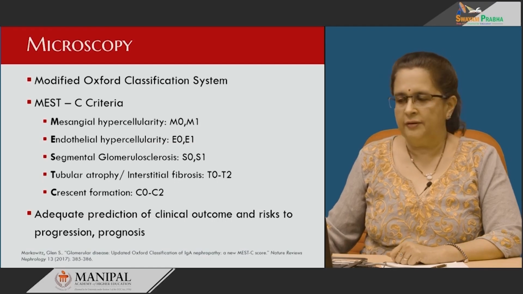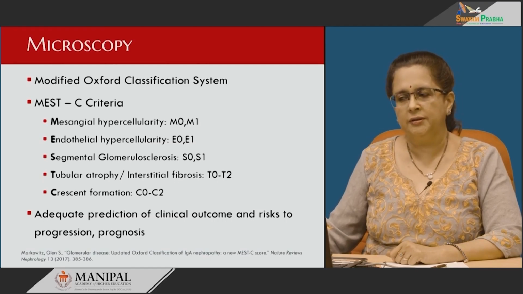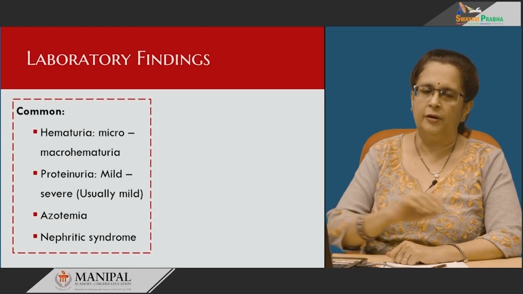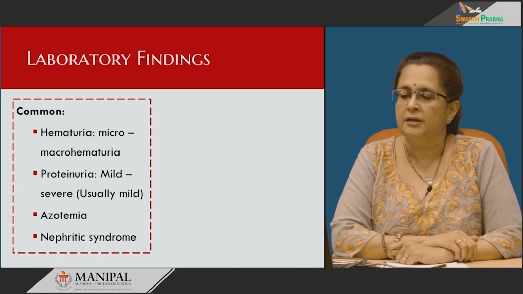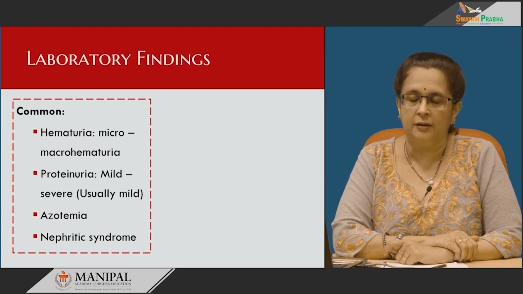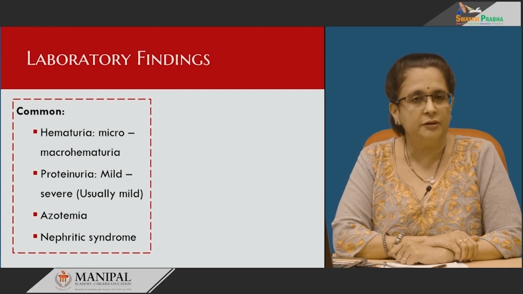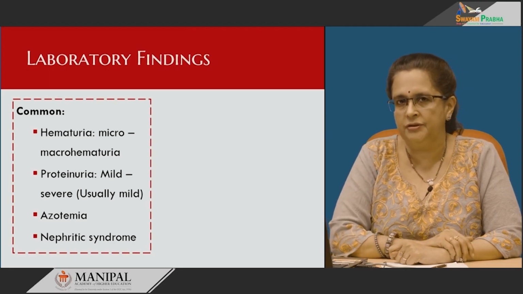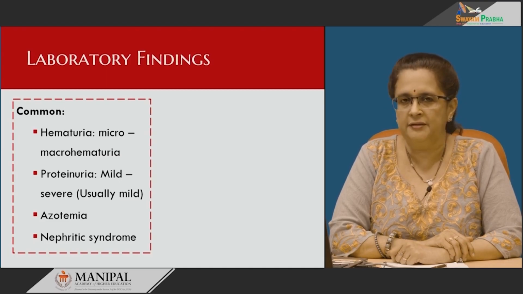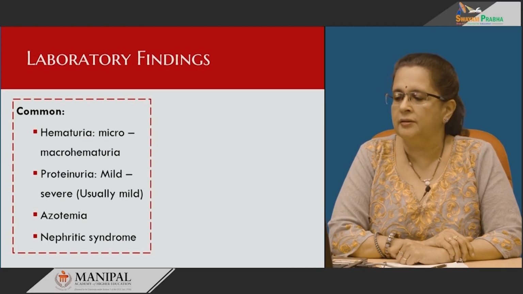Okay, from the microscopy let us move on to the laboratory findings in this. Now, the laboratory findings depend on the presentation of the patient, whether it is just with hematuria or proteinuria. Hematuria is seen in most of the patients, it could be microscopic or macrohematuria. Microscopic hematuria we say whenever there are at the most 3 RBCs per HPF under the microscope in at least 2 to 3 samples of urine.